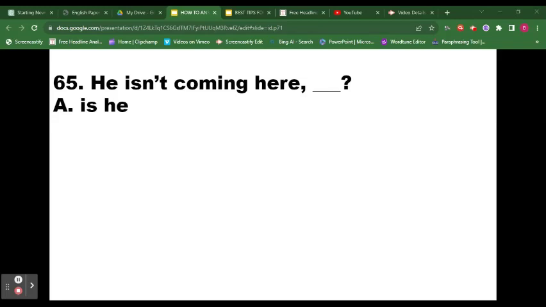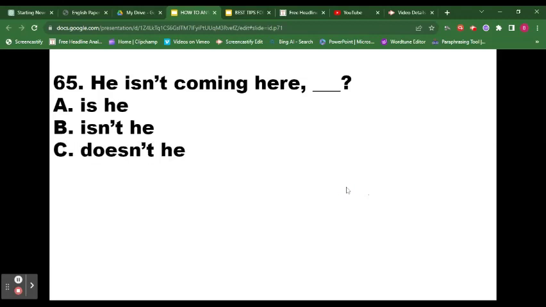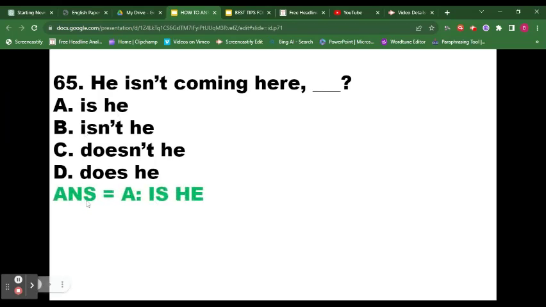65. He isn't coming here, dash. A, is he? B, isn't he? C, doesn't he? D, does he? The rule is positive, negative, positive, negative. So here, if you have negative in the statement, you need to have positive in the question tag. So the correct option is A, is he. He isn't coming here, is he?